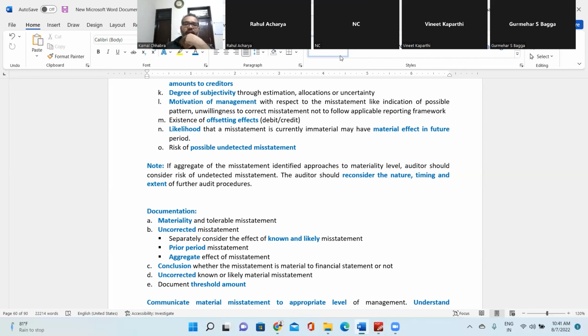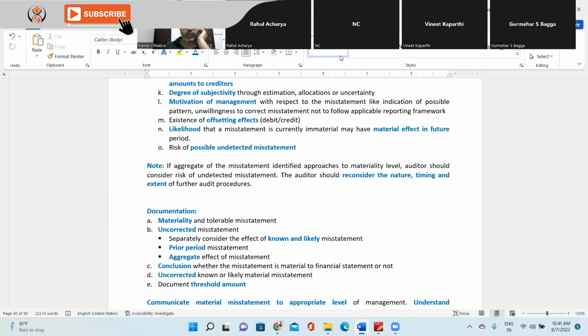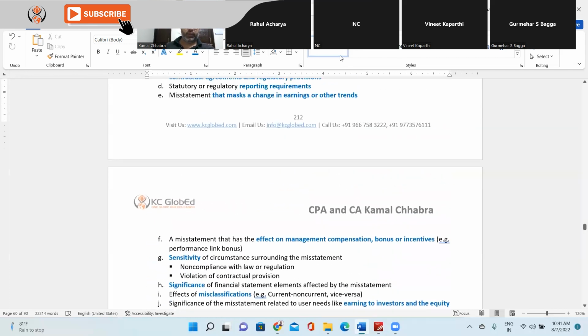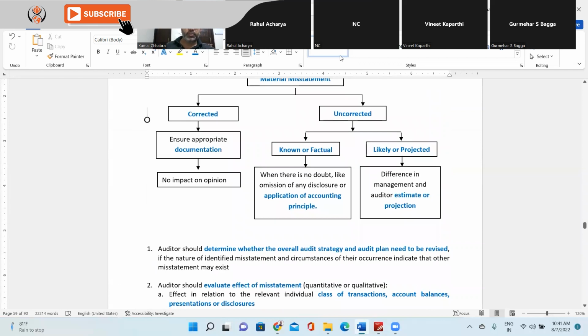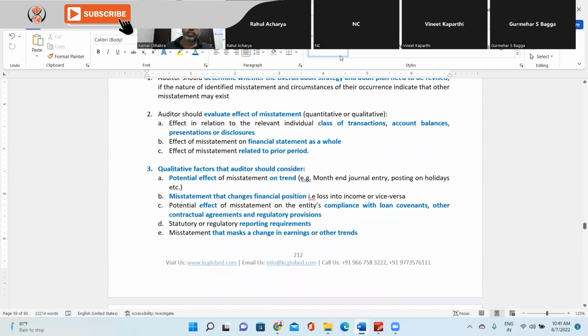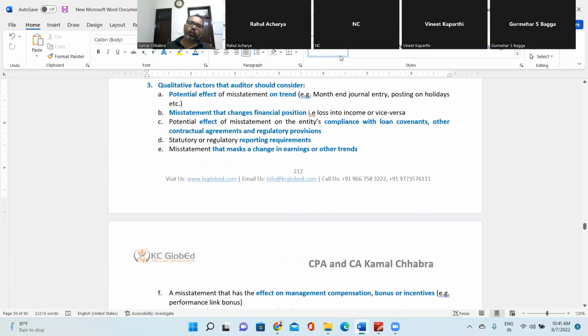Right. Next is likelihood of misstatement is currently immaterial, may have material effect in future period. So it is possible that a misstatement you have noticed now may not be too material to the financial statement currently, but in future it may result in a bigger misstatement. Right? Risk of possible undetected misstatement. So these are all qualitative factors which you need to keep in mind when you are evaluating the misstatement, and when you have identified any misstatement, whether it's corrected or uncorrected, that comes later, right? As and when you identify the misstatement, you need to look at the qualitative factor and the quantitative factor both.